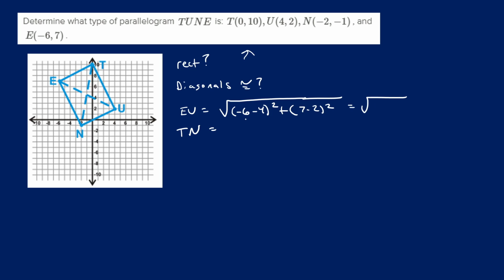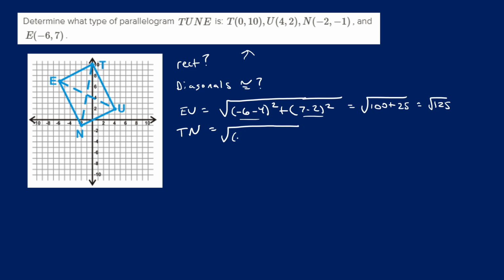So that's -10 squared, which is positive 100, and then this will be 5 squared, which is 25. So that's root 125. Now just leave it like that. Don't bother to reduce it, because you just need to know what the number is. You need to see if it's the same as the other one. You don't need to put this into simplest radical form or get a decimal. Just go right to doing TN.